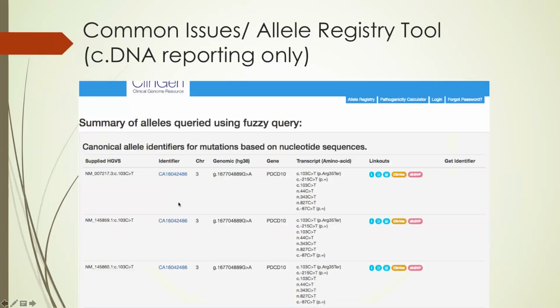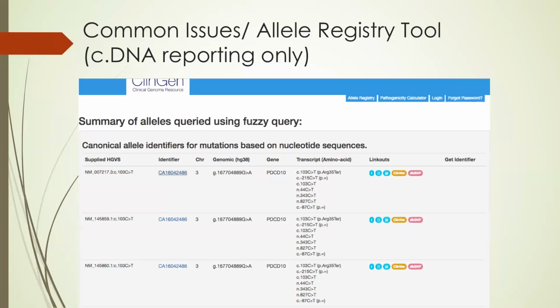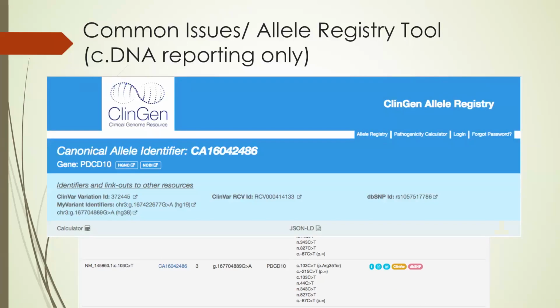You'll notice that these are all the same allele ID because they all correspond to the same variant being mapped across multiple transcripts. We can select any of the transcripts really, but if we want to look at the actual allele ID page, we can click on this right here, and it will bring us to the allele page, and we can see what the ClinVar variation ID is, the RCV information. Sometimes it'll pull in information from gnomAD if the variant is found in gnomAD, as well as the genomic sequence.